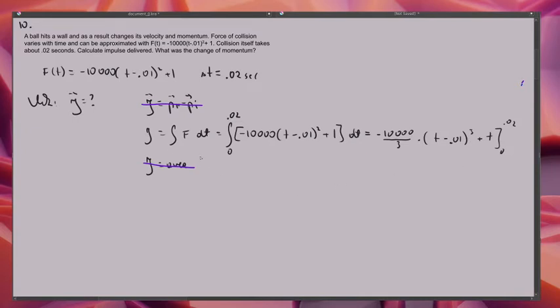So J, the magnitude of J is what we're going to end up with here. Anyways, so J equals, and then run this thing through. We have to plug in the numbers, so let me do that and I'll get back to you with the answer. I got 0.013 newton seconds. So that's problem 10.